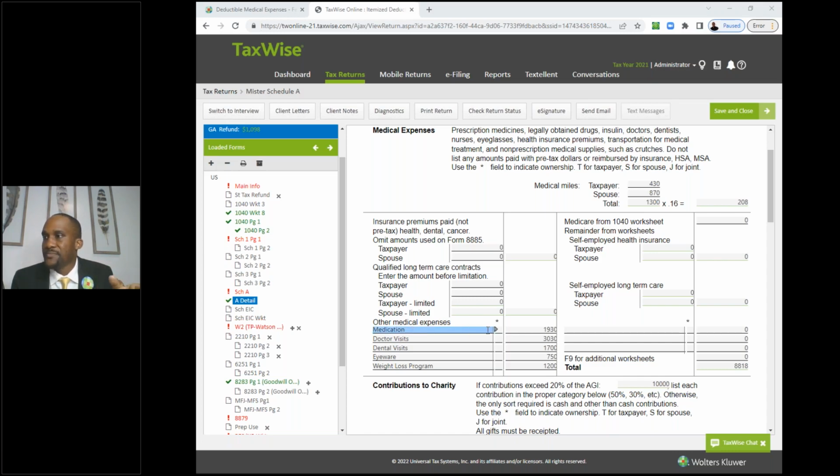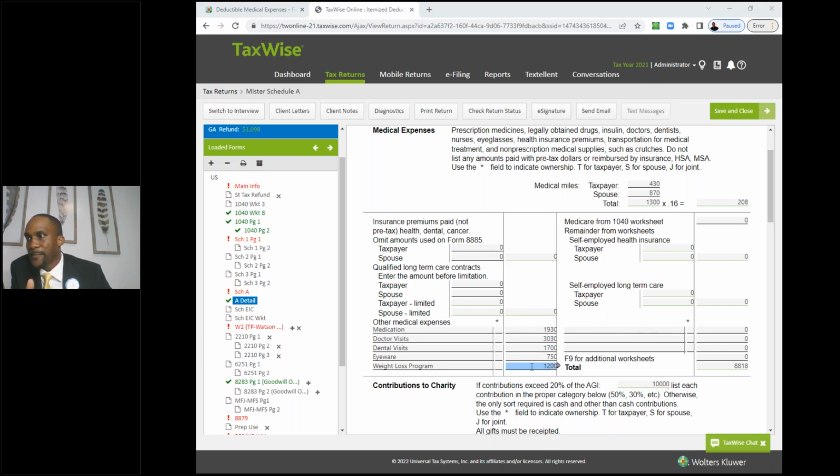I've got medication at $1,930, doctor visits, these are out of pocket. And also ask the question, do you have medical bills that you've paid, or do you just have medical bills? Now, if you've got a bunch of medical bills that you haven't paid, if you didn't pay with a credit card or cash, it ain't paid, right? So you've got to make sure you differentiate. Some clients will say, yeah, I got medical bills, but they didn't pay them. But right over here, this is the example where the client actually paid $3,030 in doctor visits. They paid $1,700 in dental visits.